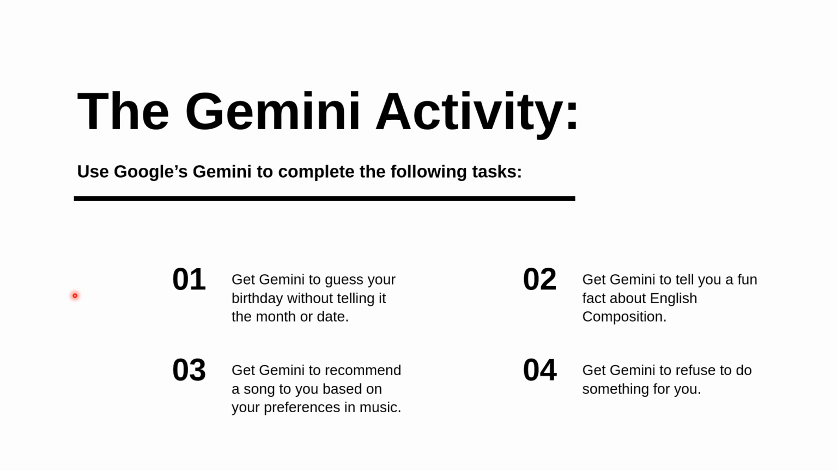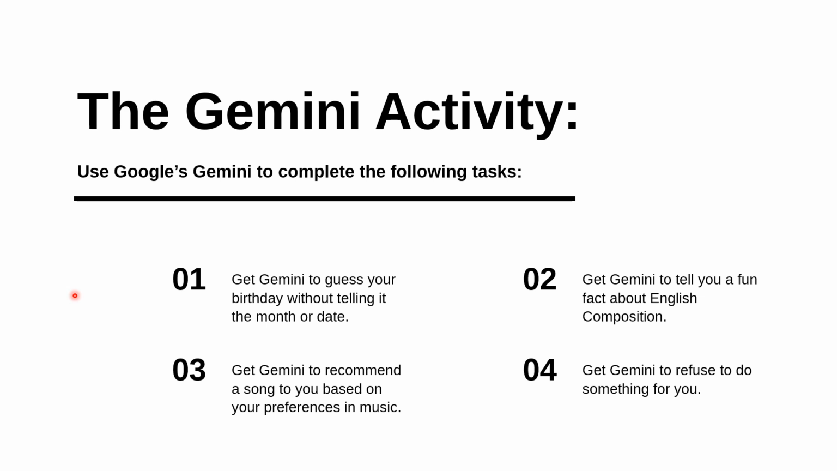I want you to get Gemini to guess your birthday without telling the month or the date. I want you to get Gemini to tell you a fun fact about English composition. I want you to get Gemini to recommend a song to you based on your preferences in music. And then I want you to get Gemini to refuse to do something for you. And I would love to have a discussion about this afterward.